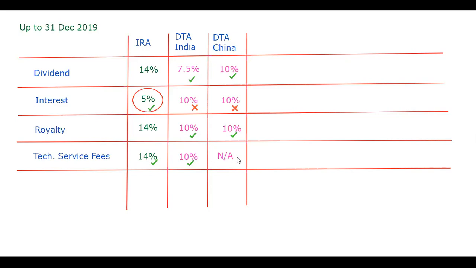If it is not a PE, then we are not required to deduct. You are not required to deduct withholding tax. In the case of China, you need to check whether there is a PE.